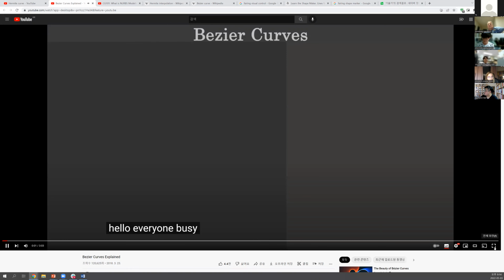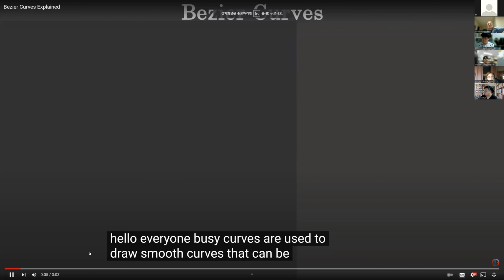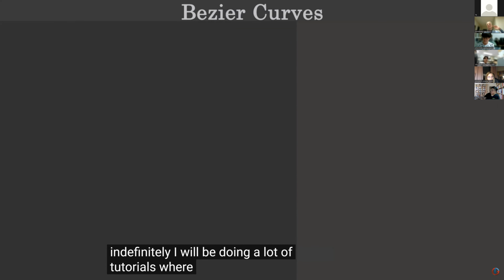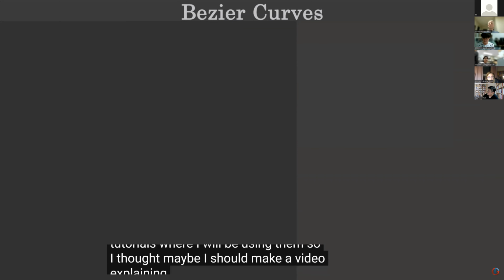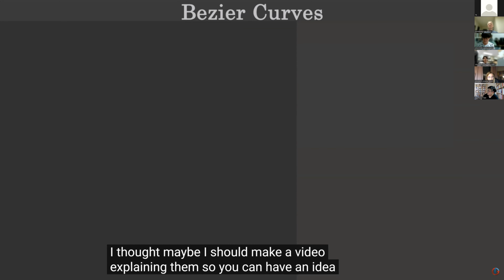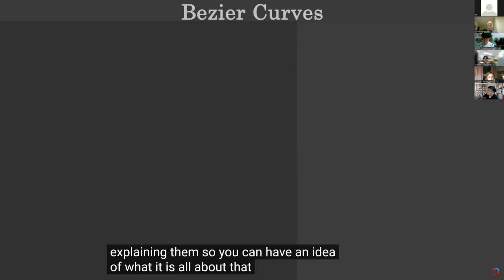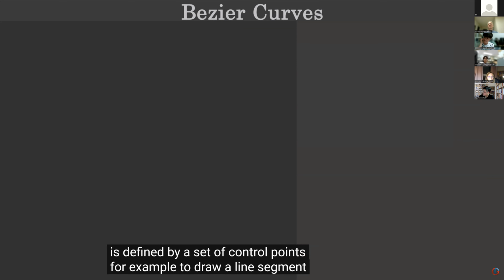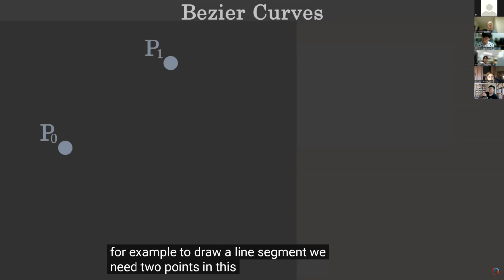Hello everyone. Bezier curves are used to draw smooth curves that can be scaled indefinitely. I will be doing a lot of tutorials where I will be using them, so I thought maybe I should make a video explaining them, so you can have an idea of what it is all about. A Bezier curve is defined by a set of control points. For example, to draw a line segment we need 2 points, in this case P0 and P1.